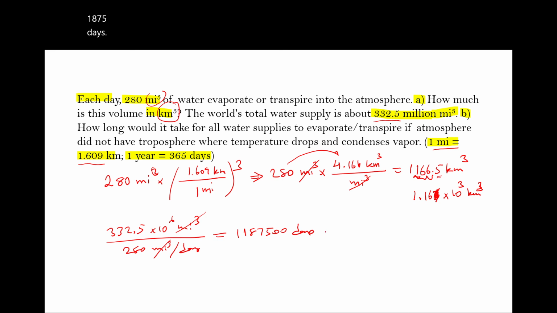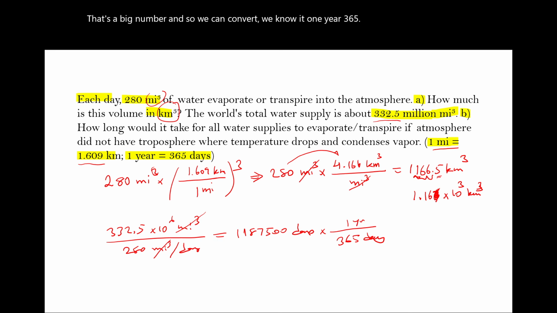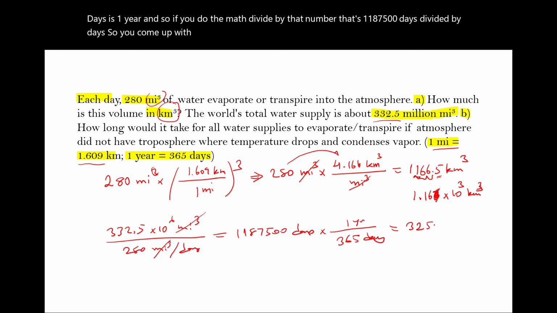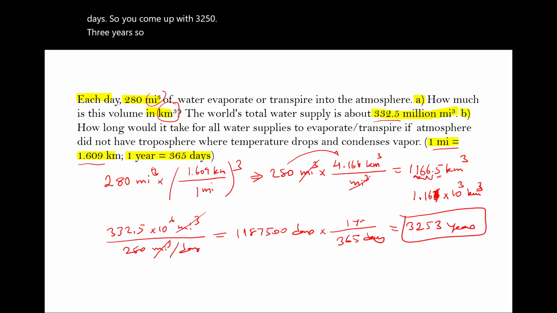That's a big number, and so we can convert. We know 365 days is 1 year, so if you do the math, divide 1,187,500 days by 365 days per year, you come up with 3,253 years. So all of our water will evaporate in 3,253 years.